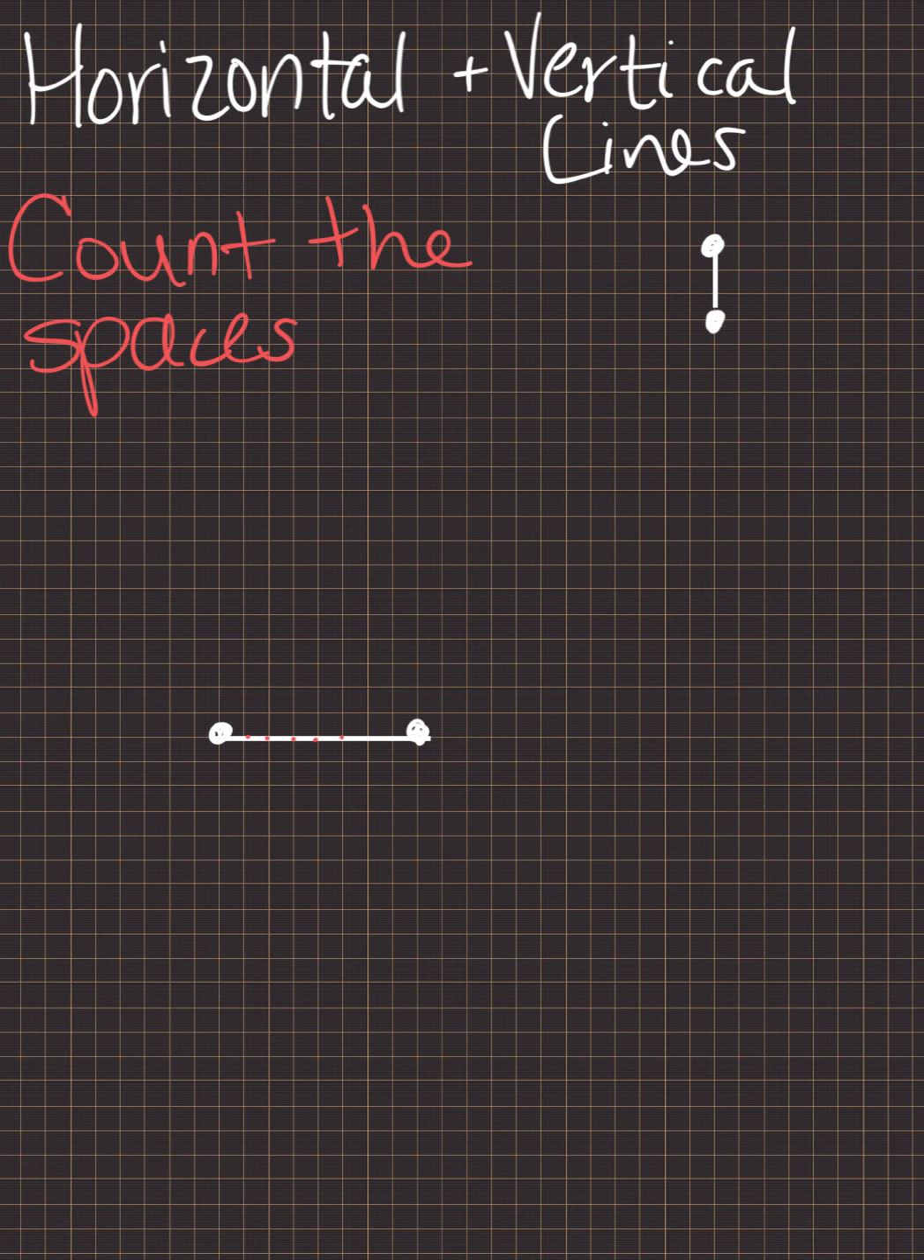So I'm going to look at it like this. I have one space, that's 1. 2 spaces, 3, 4, 5, 6, 7, 8. Okay, so this is 8 units because it's 8 spaces apart. If you count the points, you would have gotten 9, but we're looking at how far apart they are, okay?